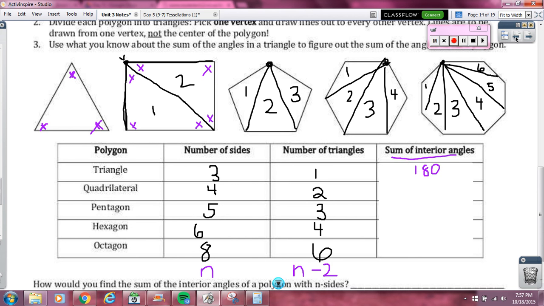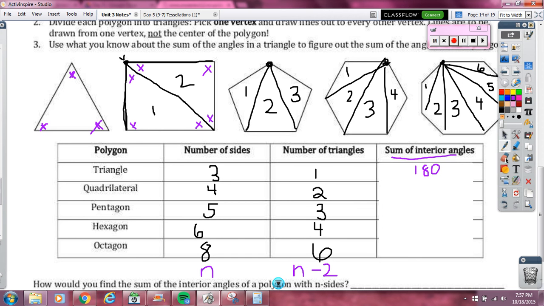There's another 180 degrees. So I've got 2 times 180, or 180 degrees, for each of the triangles that are there. So to think about the sum of the interior angles, I've got 180 degrees in a triangle, 2 times 180, or 360 degrees, is the interior angles of a quad.